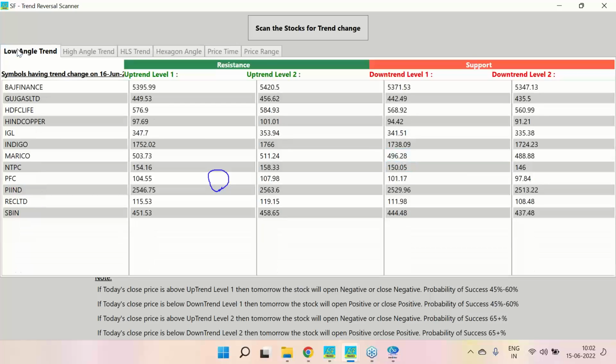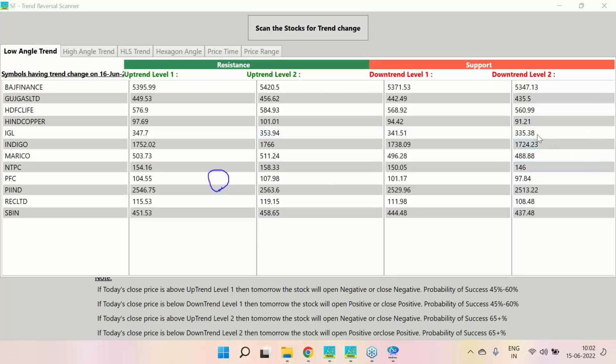The trend reversal scanner will tell you which symbols have a trend change on 16th June. So today, if you run the scanner, you will come to know which of the stocks are having the trend reversal tomorrow, on 16th. Accordingly, you can take a call, and we have also given a brief discussion below. The stocks giving a close at uptrend level 2 or downtrend level 2 have a higher probability of accepting the trend reversal.